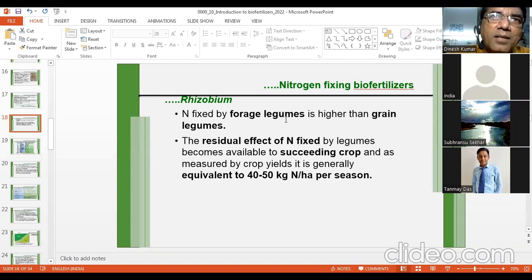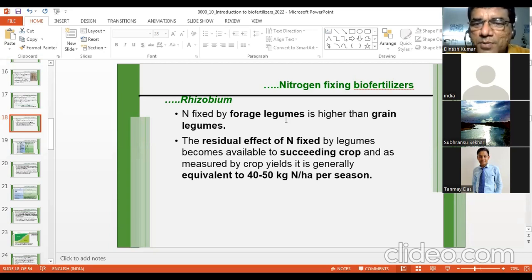And then they can retain more nitrogen, because the significant proportion of fixed nitrogen in grain legumes is diverted towards the grain. But here grain is not the purpose. You are not going up to the grain. You are just harvesting the fodder material. So therefore fixation is relatively more in forage legumes than in grain legumes.